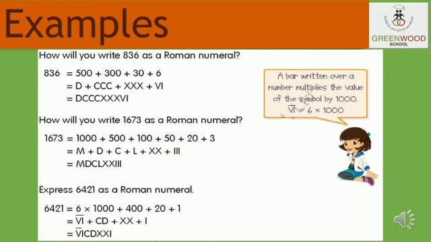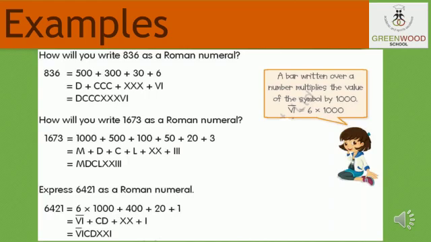Before moving to the next example, remember this point. A bar written over a number multiplies the value of the symbol by 1000. For example, 5 with a bar on top is 5000. 6 with a bar on top means 6 multiplied by 1000.